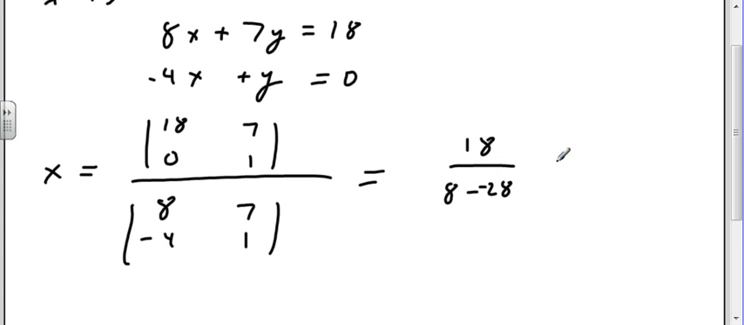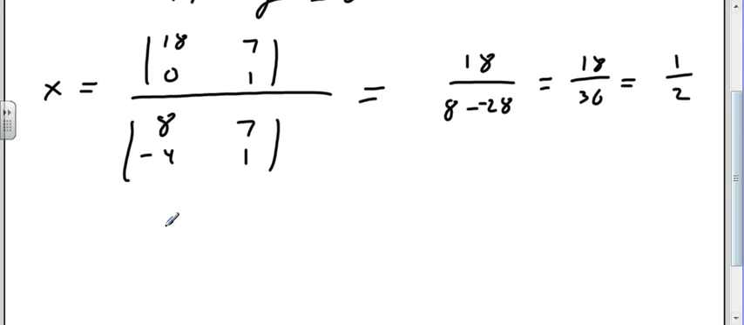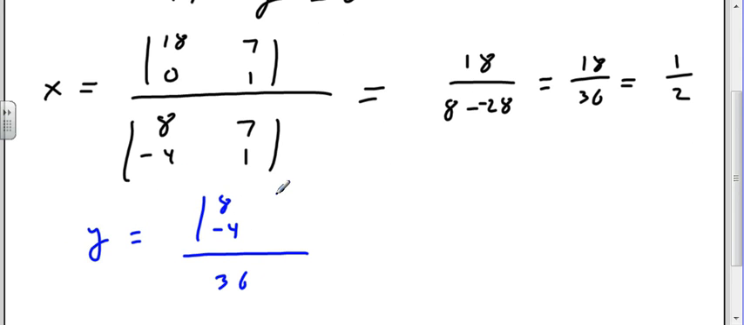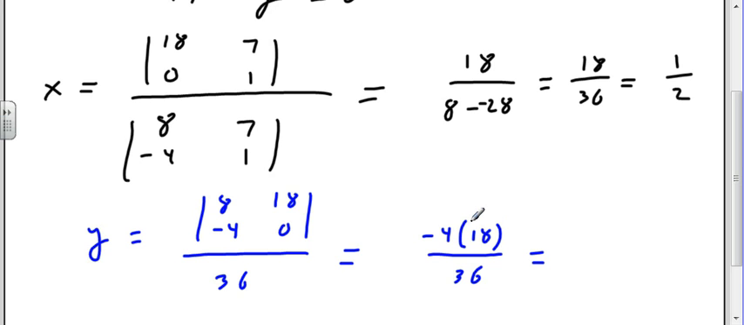Minus a minus 28. So that'd be 18 divided by 36, which appears to be 1/2. Okay, so x is going to be 1/2. And then we're going to solve for y. On the bottom I've got a 36. On the top I have an 8 of minus 4, an 18 and a 0. So I'm just going to go minus 4 times 18 divided by 36. I recognize that 2 times 18 is 36, so that's going to be a minus 2.